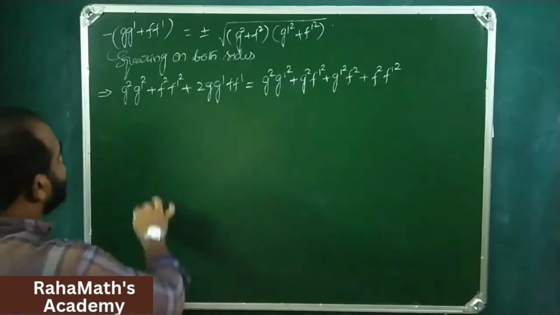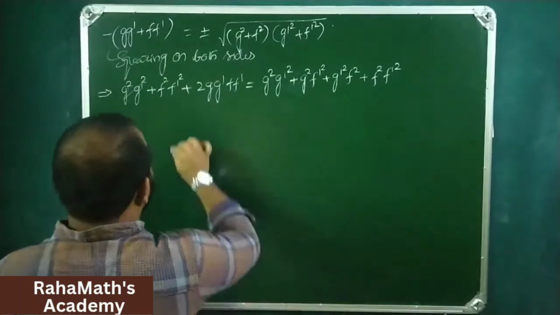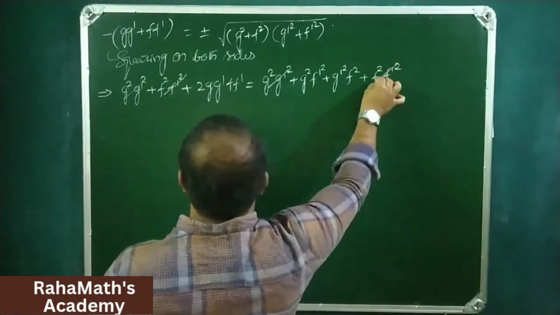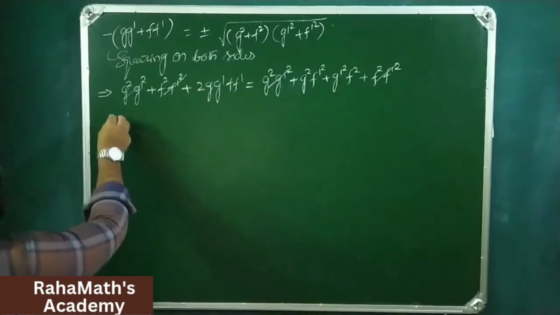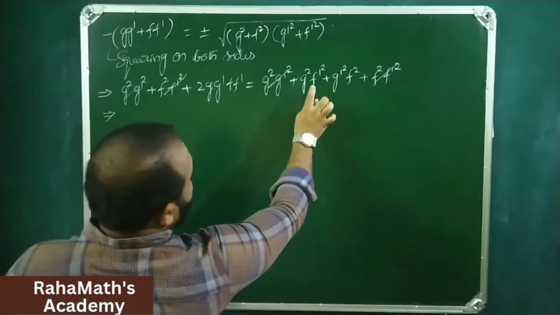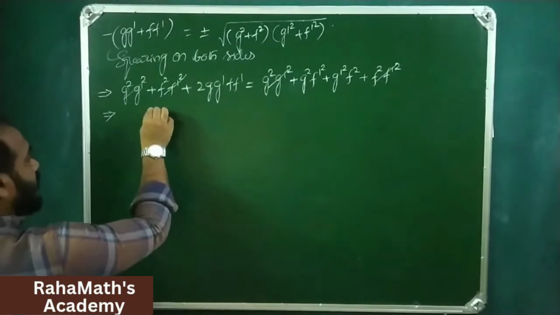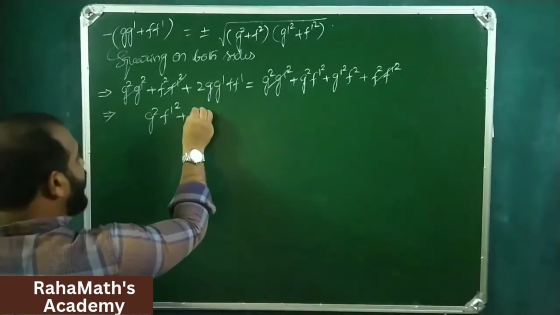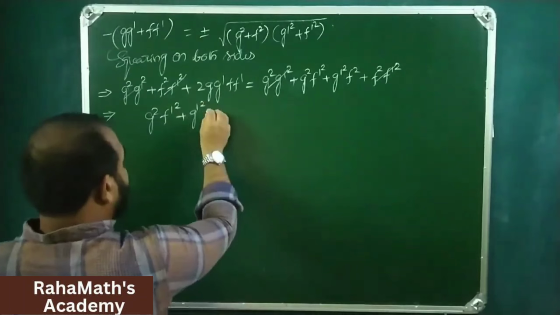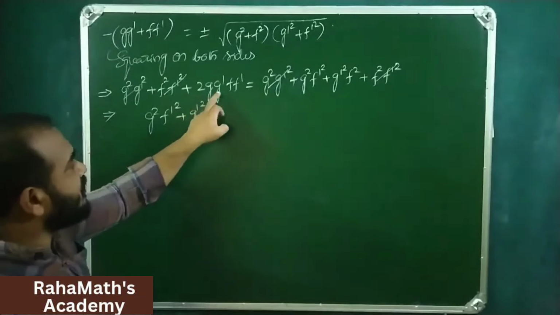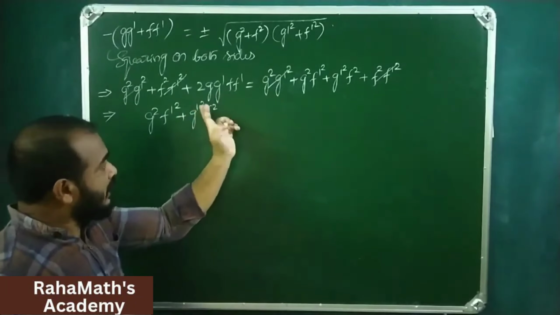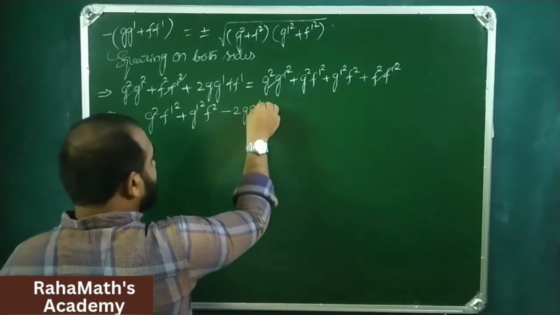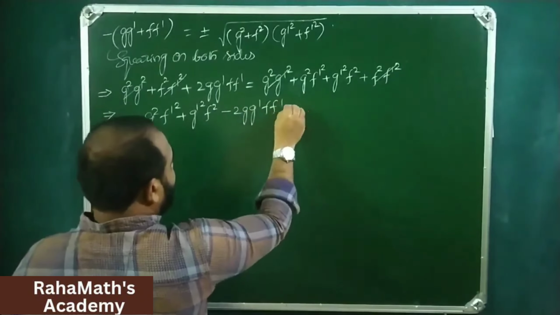So we can cancel g square g dash square and f square f dash square, g square g dash square and f square f dash square. Then I will be left with g square f dash square plus g dash square f square. This 2g g dash f f dash, when it is transposed onto the other side, minus 2g g dash f f dash is equals to 0.